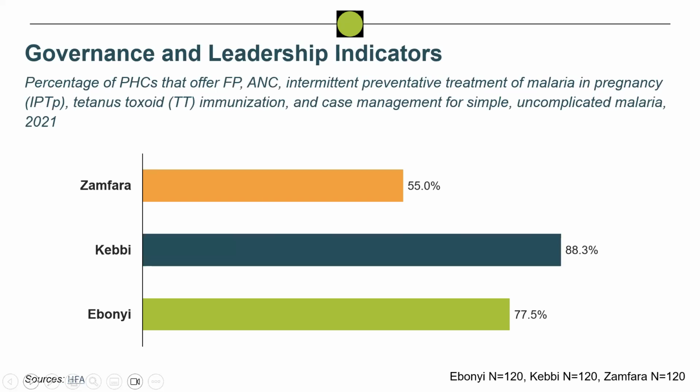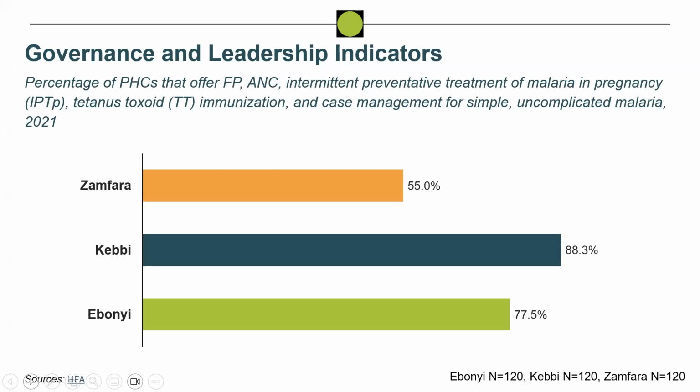In the governance and leadership domain, we looked at the percentage of primary health centers that offer a full range of primary reproductive, maternal and child health services, that is family planning, antenatal care, intermittent preventive treatment of malaria in pregnancy, tetanus toxoid immunization, and case management for simple uncomplicated malaria.